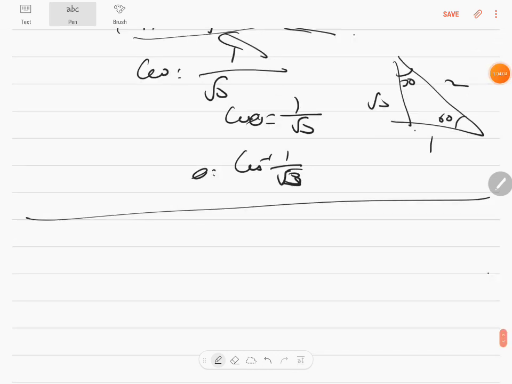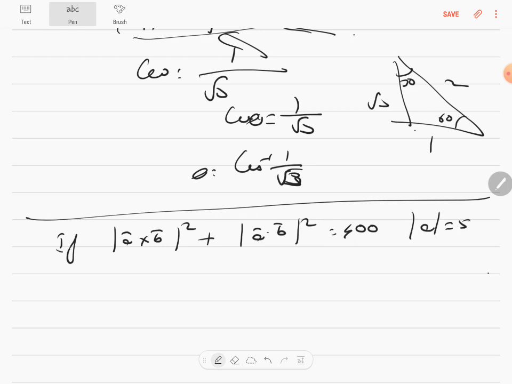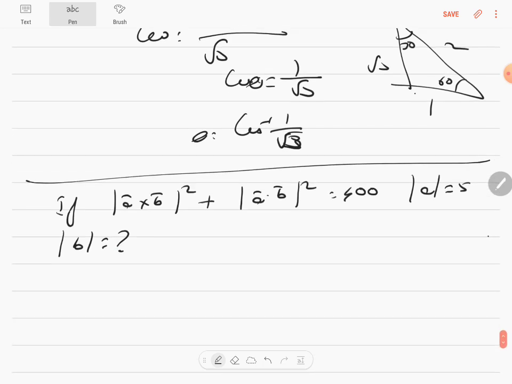So this is another board exam question that I am going to deal with. If magnitude of a cross b, the whole square, plus magnitude of a dot b, the whole square is 400, and they have given that magnitude of a is equal to 5, then write the value of magnitude of b. This is the question.